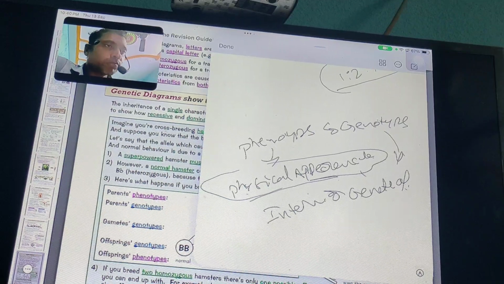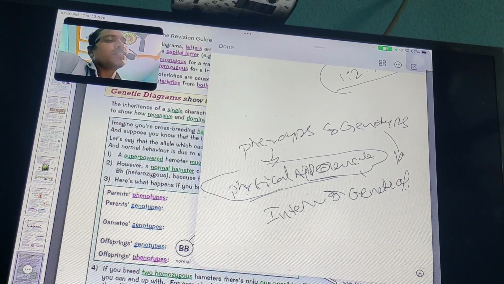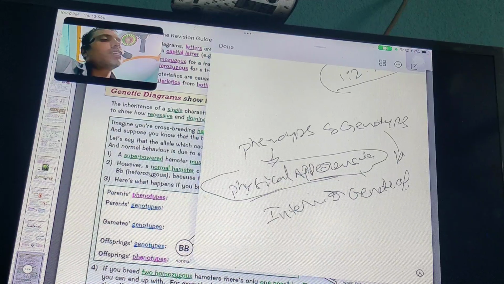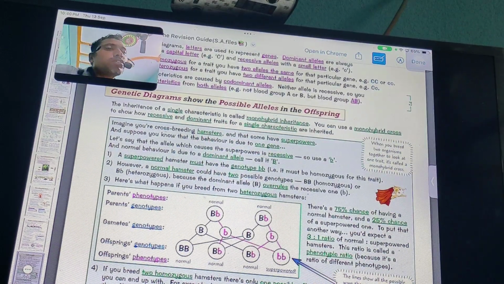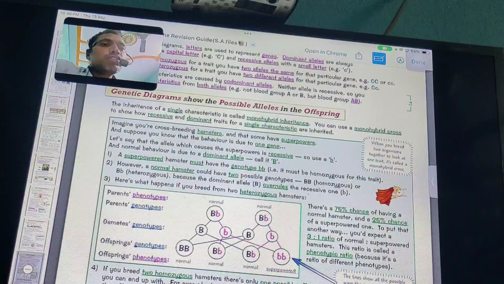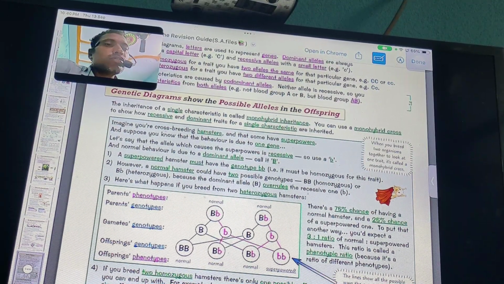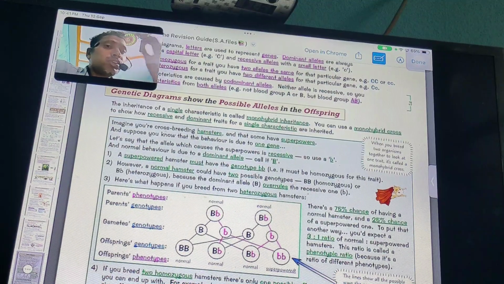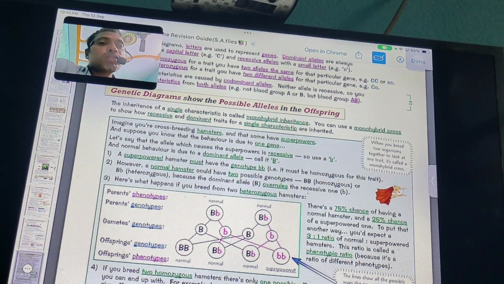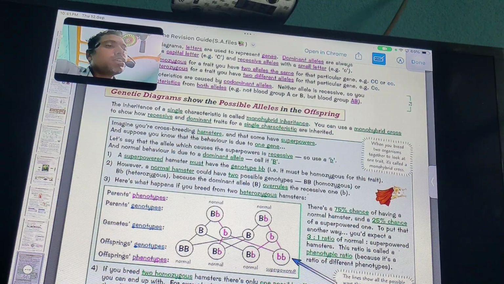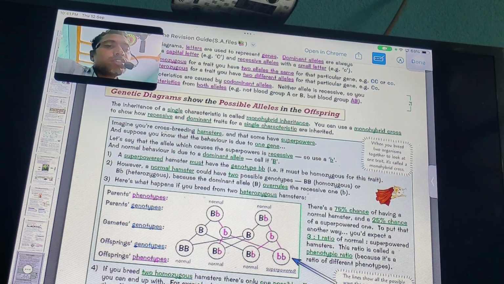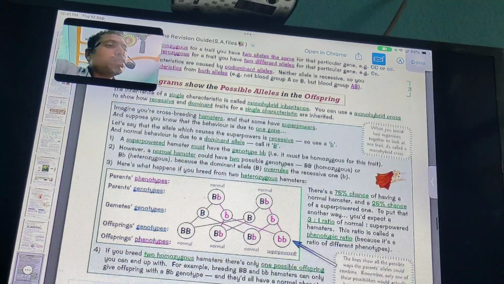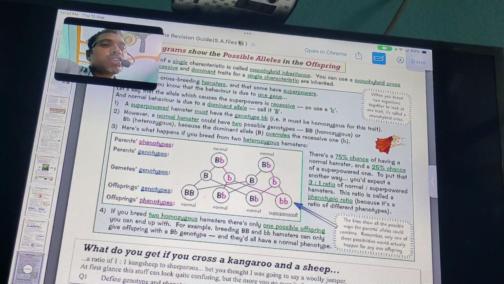The phenotype means the morphological characteristics, while internally these are the genes. Take the example of crossbreeding and the superpower behavior related to alleles. Capital B is dominant, the superpowered trait, and it must be homozygous or heterozygous to show the dominant allele.